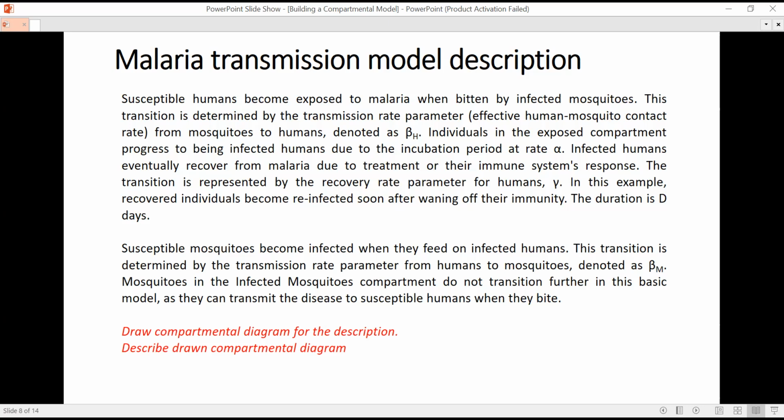We want to think of it this way, and draw a compartmental model diagram for this description. After that, we'll get someone else to describe the diagram that has been drawn. And if we have time, someone will give a basic model diagram, and we will let someone describe it, other than the mosquito one.